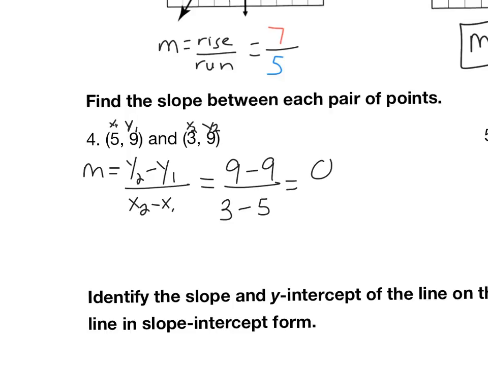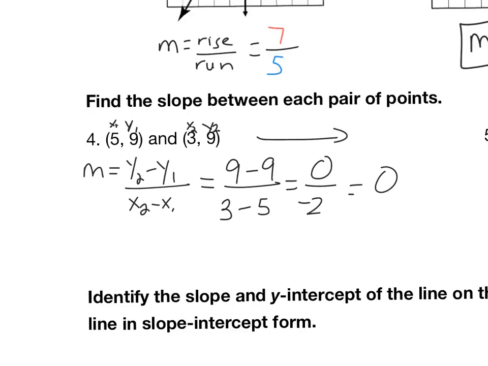Well, 9 minus 9 is 0. 3 minus 5 is -2. So because we have a 0 on the top, 0 divided by -2 would be 0. So your slope is 0. This is going to mean that this line would be a horizontal line.